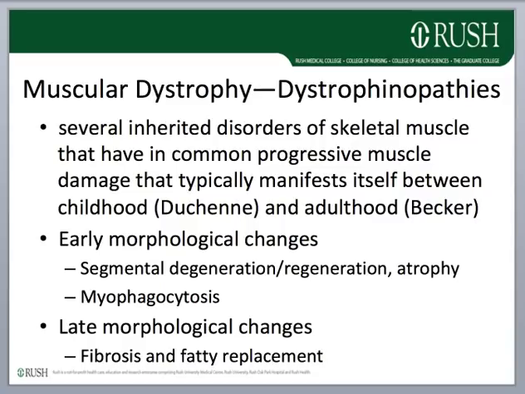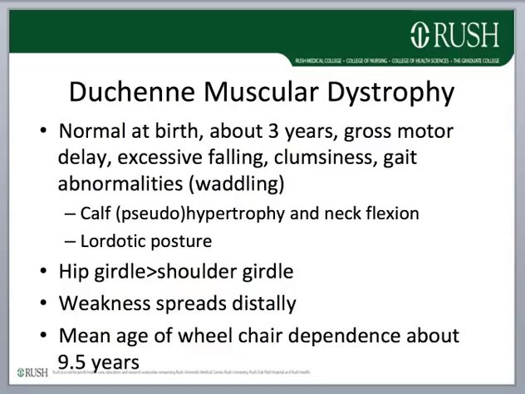You can use immunohistochemical stains for dystrophin to show the absence of the normal sarcolemmal staining pattern in Duchenne muscular dystrophy and reduced staining in Becker muscular dystrophy. Patients with DMD classically present around the age of 3 years with gross motor delay, excessive falling, and gait abnormalities. Enlargement of the muscles of the lower leg associated with weakness is called calf pseudohypertrophy, and neck flexion weakness are evident by 3 to 4 years of age.